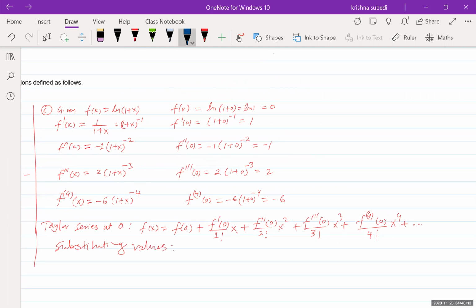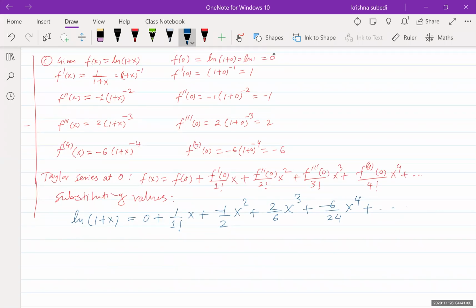Substituting values, what we get now is that my function is actually ln(1 plus x), this is f of x, equals f of 0 is 0 plus f prime of 0 is 1 over factorial 1 times x plus this guy is negative 1 over factorial 2, means simply 2, x squared plus this is 2 over factorial 3 is 6, x cubed plus this guy is negative 6 over factorial 4, means 24, x to the power 4, and it goes like that.